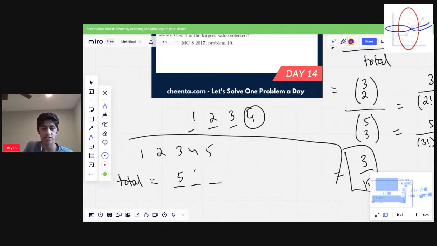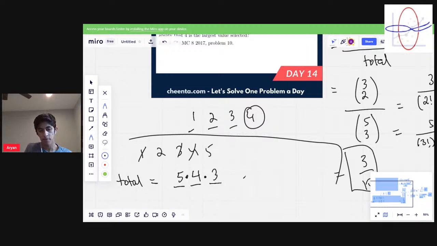I have 5 options for my first card, right? So say I pick a 3, for example. Now I have 4 options for my next card. Say I pick a 1. And then I have 3 remaining options, right? It could either be a 2, a 4, or a 5 for my last card, and say it's a 4. So basically you have 5 times 4 times 3 ways to pick 3 cards.